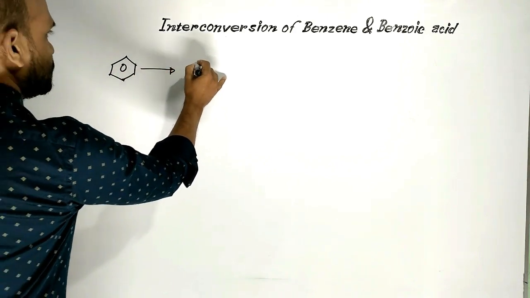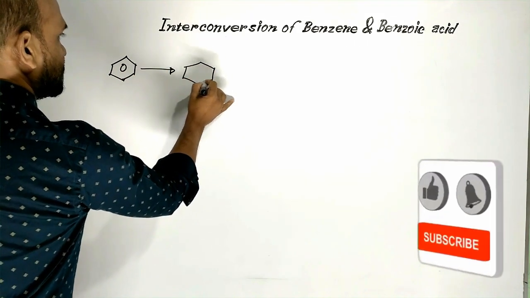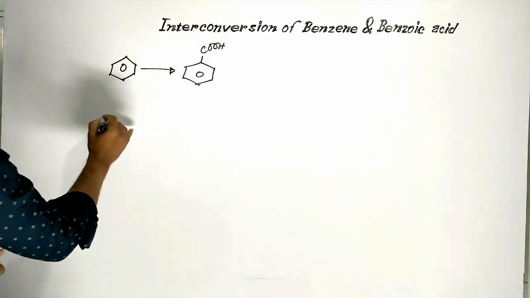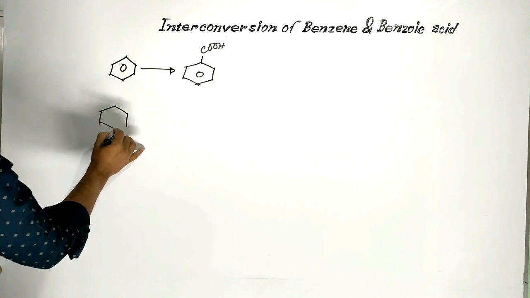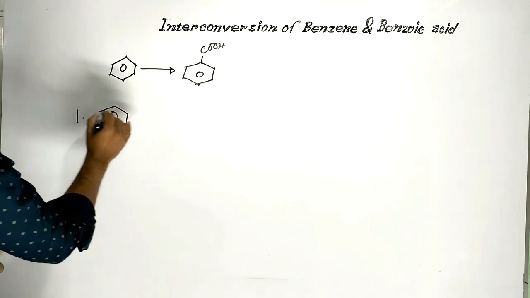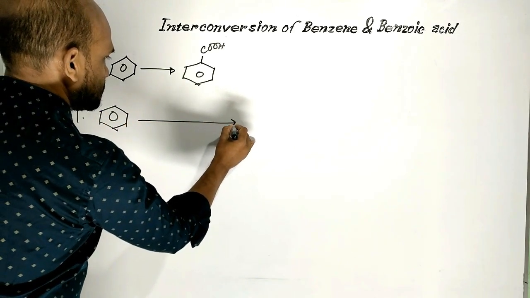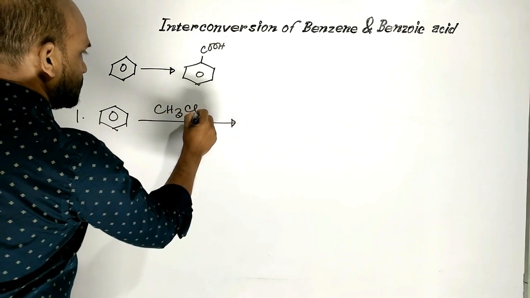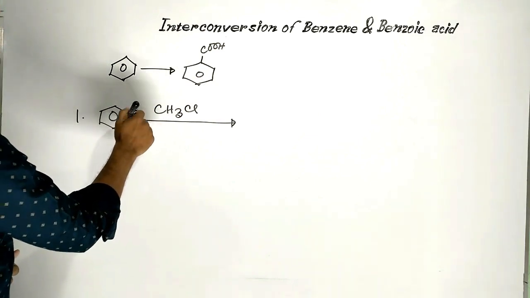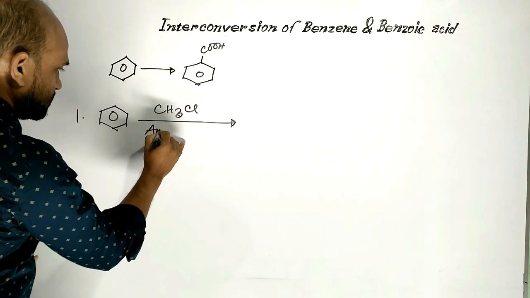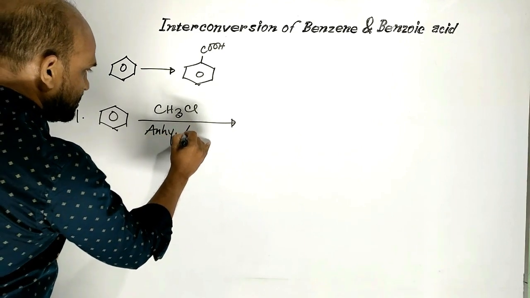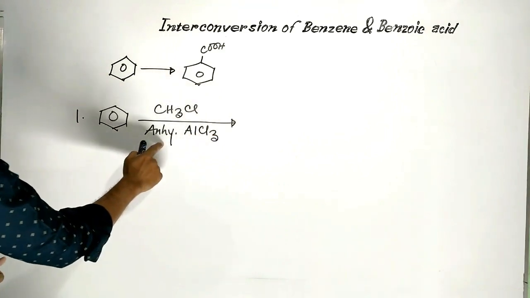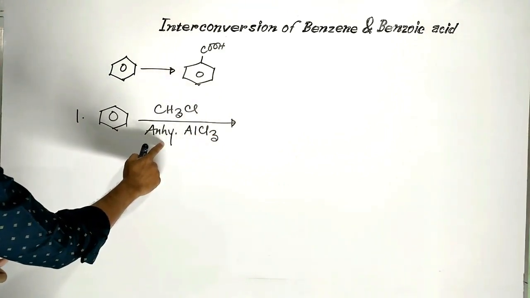First of all, benzene to benzoic acid. Here, step 1. Benzene is treated with methyl chloride in presence of anhydrous aluminum chloride. This is Friedel-Crafts alkylation reaction.